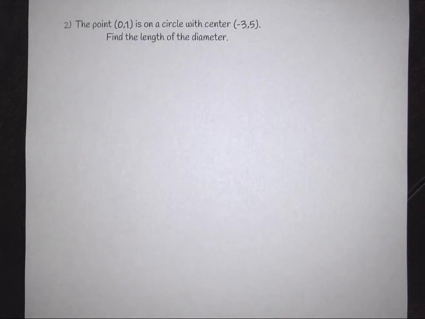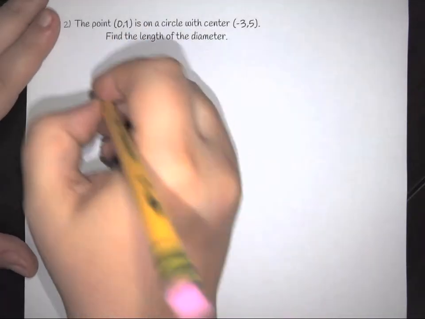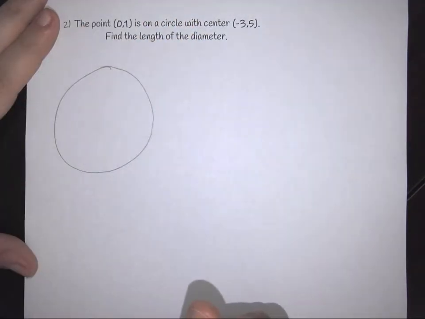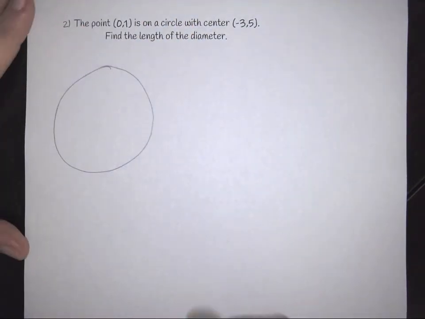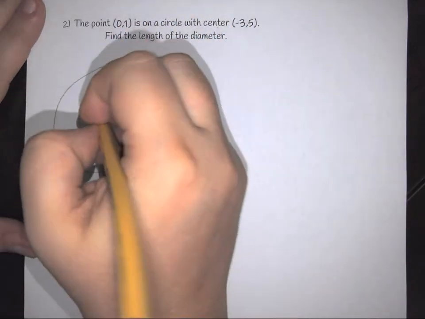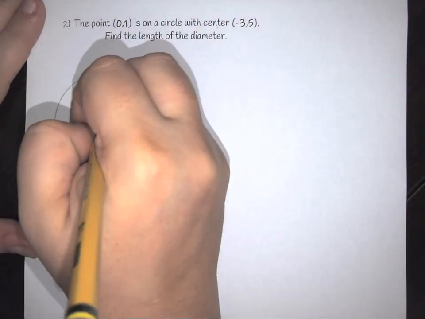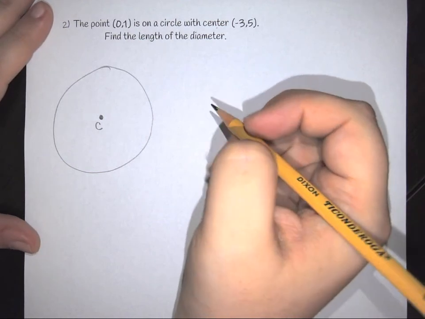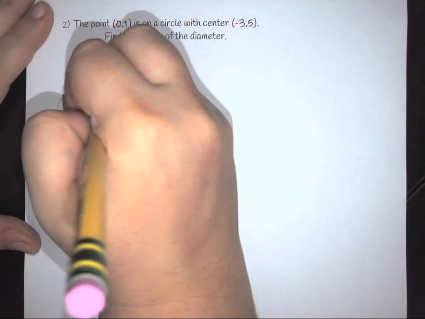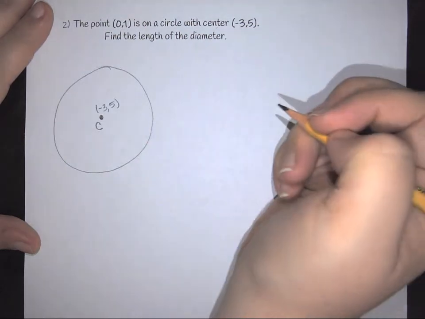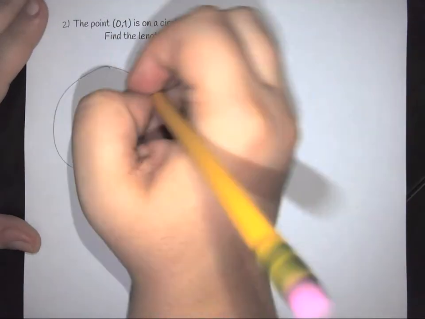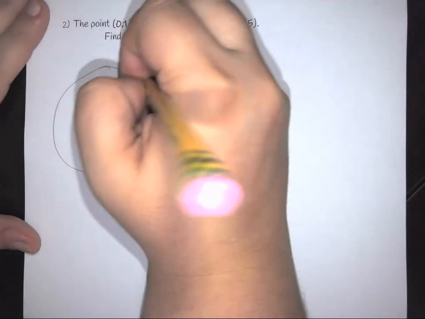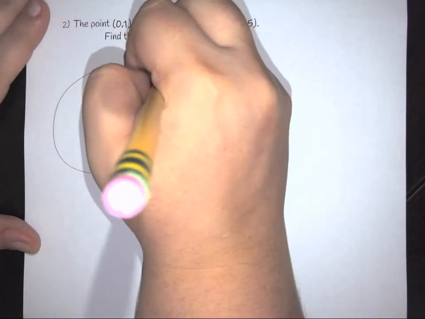Well, the first thing that I would do is draw myself a little circle so I can actually see what it is I'm doing. I'm going to input my center, which is at the very center of your circle, and I'm going to label it with a C just to keep myself straight, and that is the point (-3, 5). And then I have a point on the circle, at the point (0, 1).